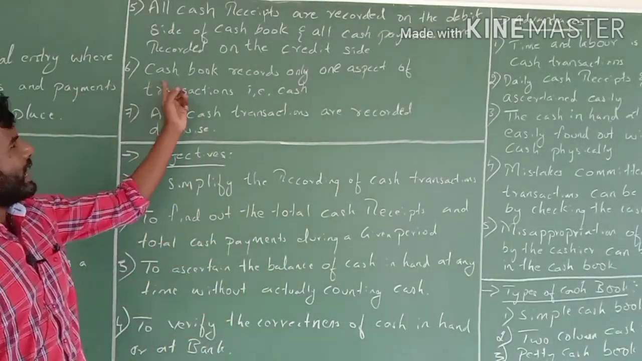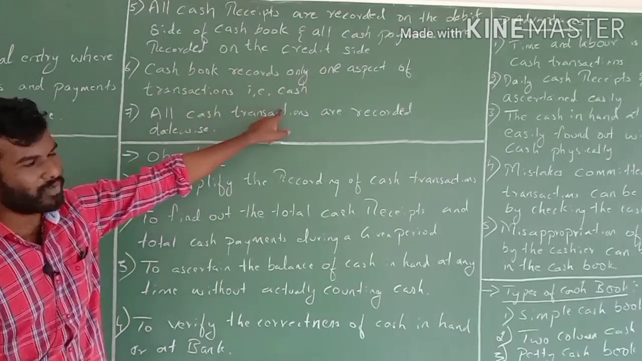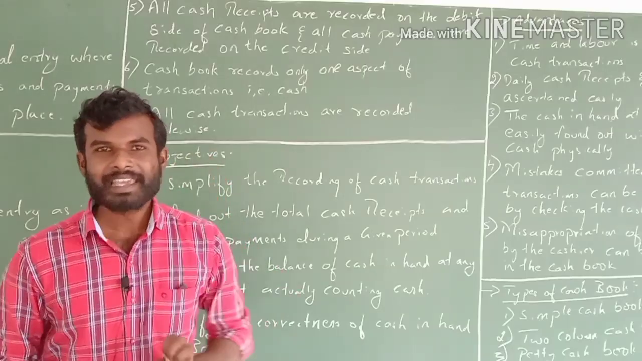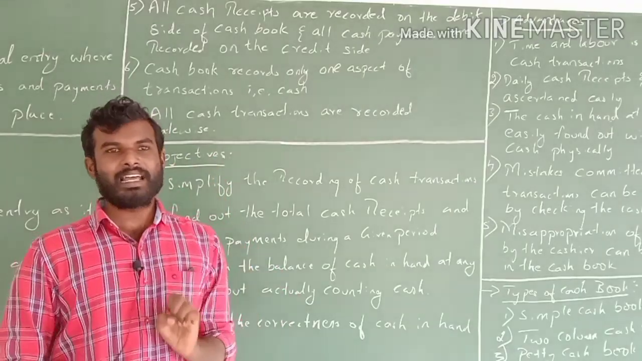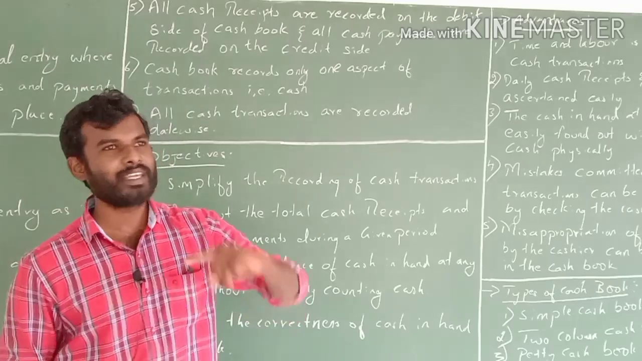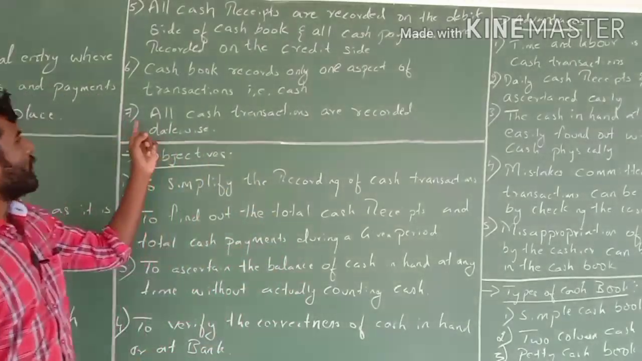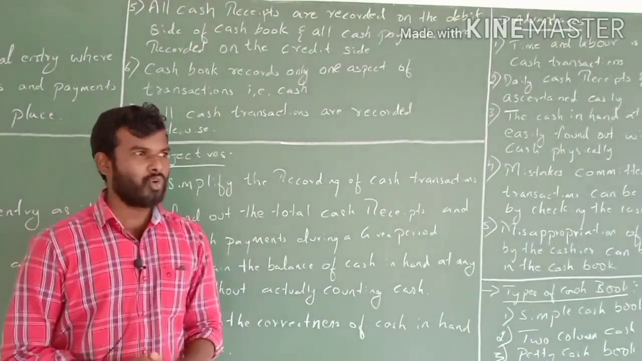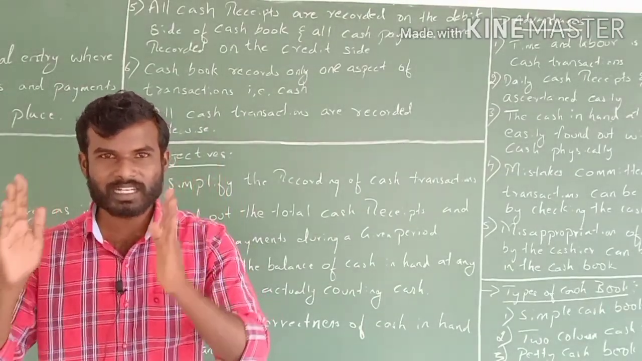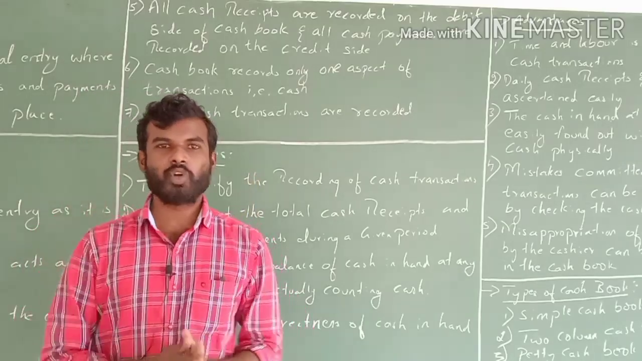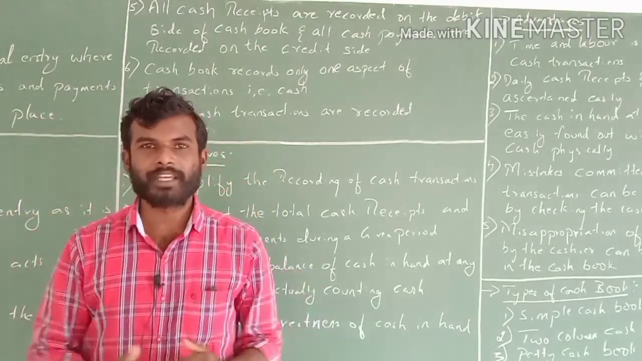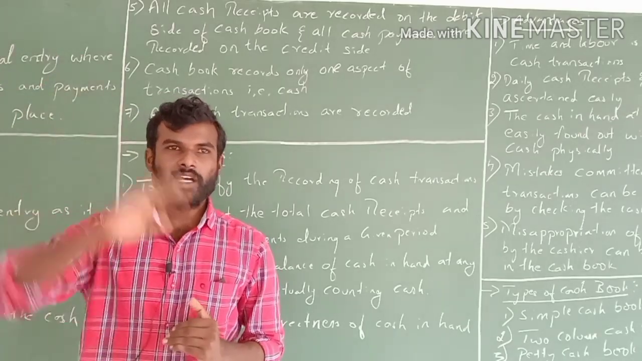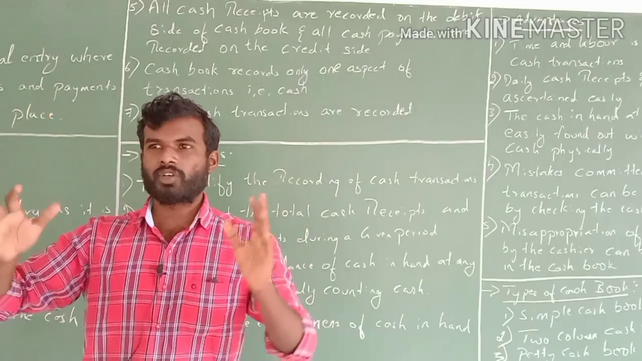The next point they have given is that cash book records only one aspect of a transaction, that is cash. Yes, of course, the cash book will be recording only the cash transaction, not any other transaction which is related with cash. Then only can we record it in the cash book. The next point they have given is that all cash transactions are recorded date wise. Yes, of course, all the business transactions related with cash will be recorded in the cash book. That should be recorded in order, that is date wise, as you may have seen in the journal. Or in the ledger we can record the transactions in chronological order, there also date wise.